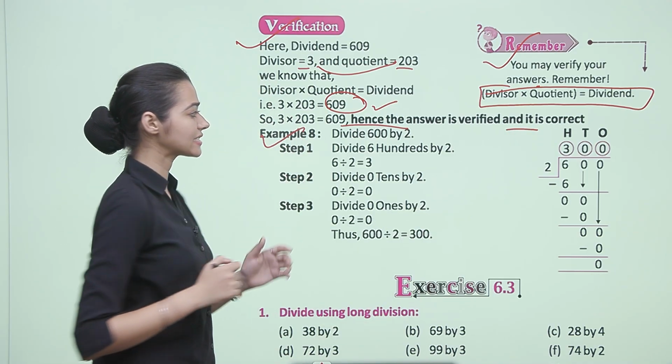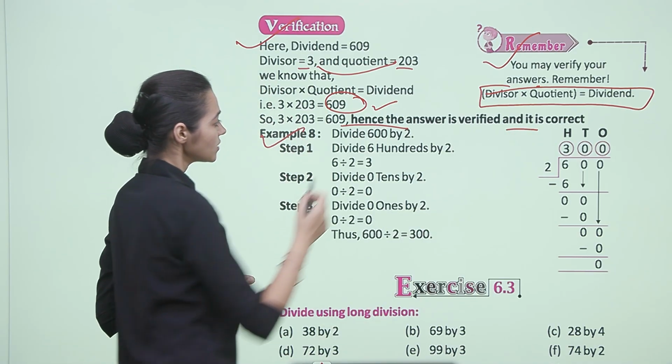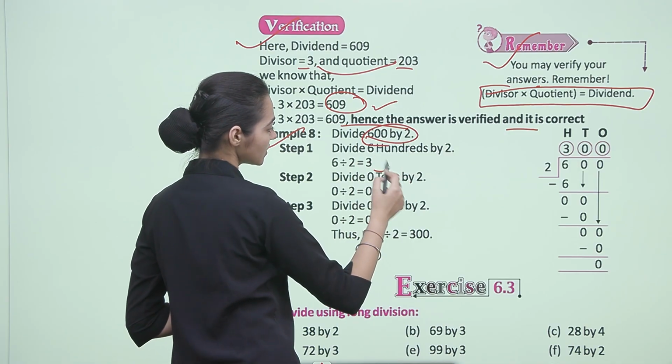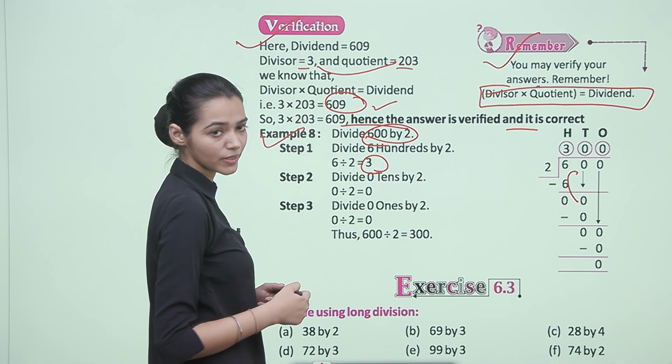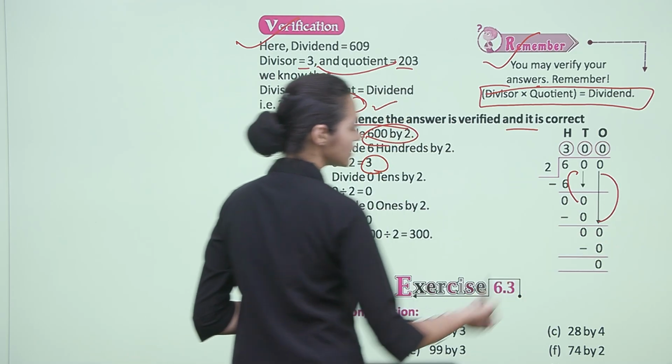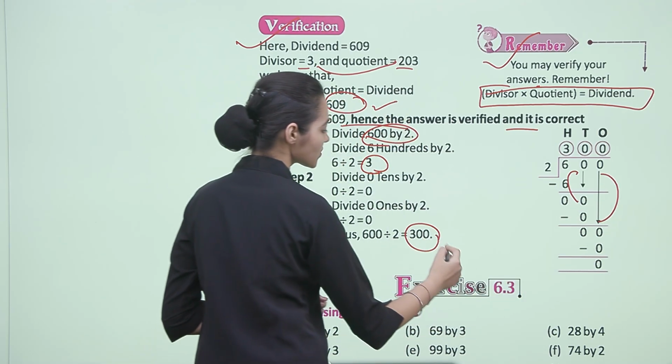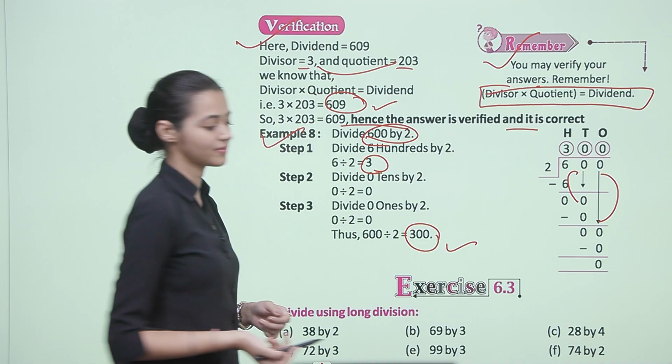Now for example, in example number 8, we have to divide this term. So 600 divided by 2, that is 3. Again when we multiply it, it will be 0. When we divide it once, again 0. So the quotient is 300.